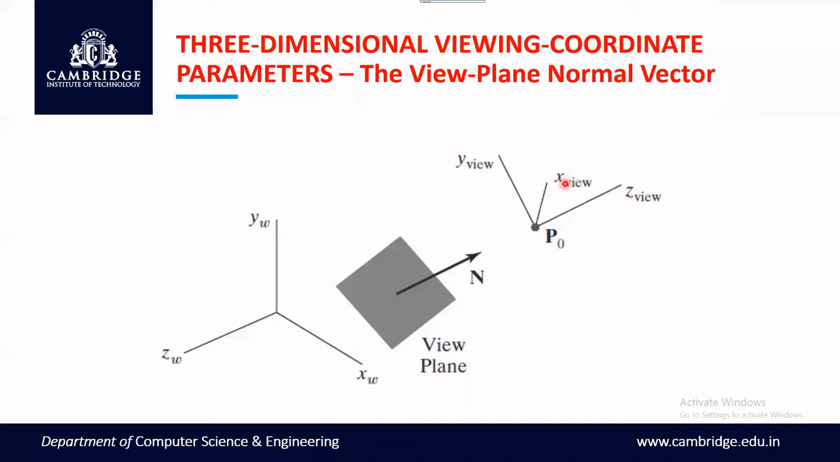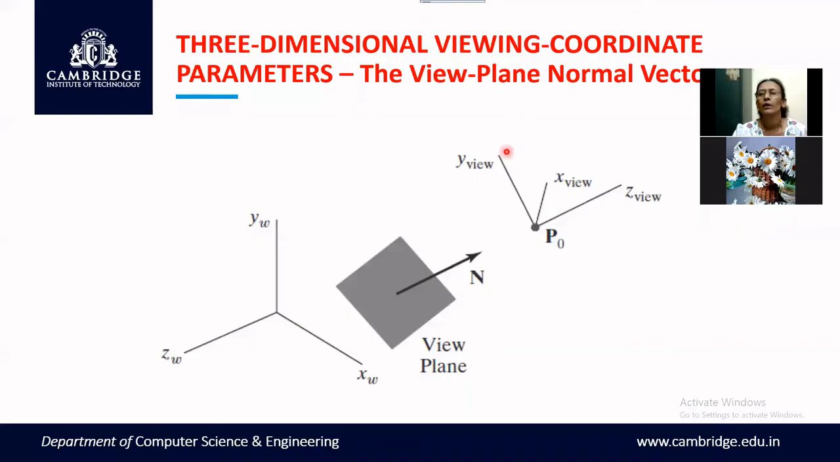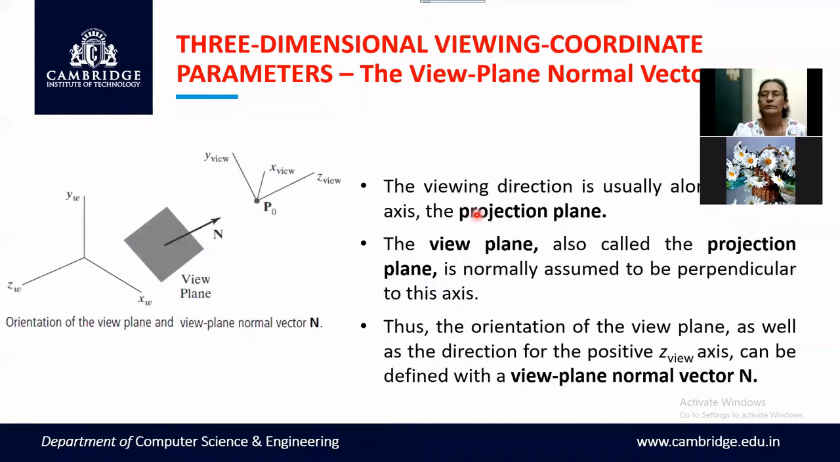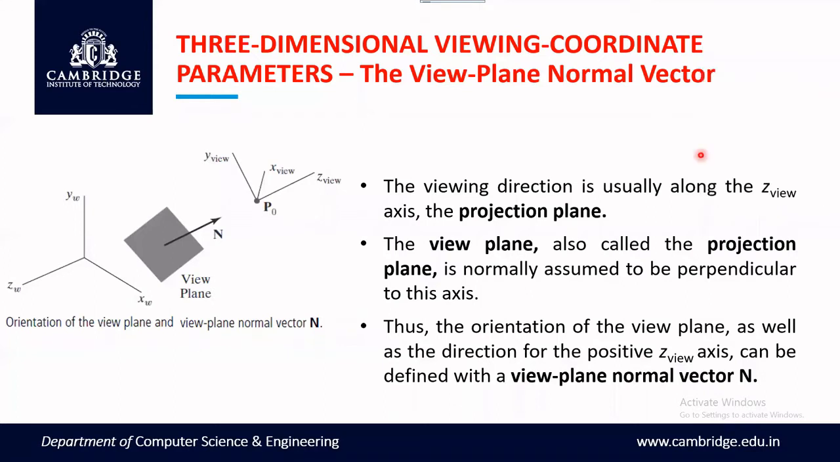So this normal vector, how do we define it? We define the normal vector. The normal vector is generally in the orientation of the view plane.